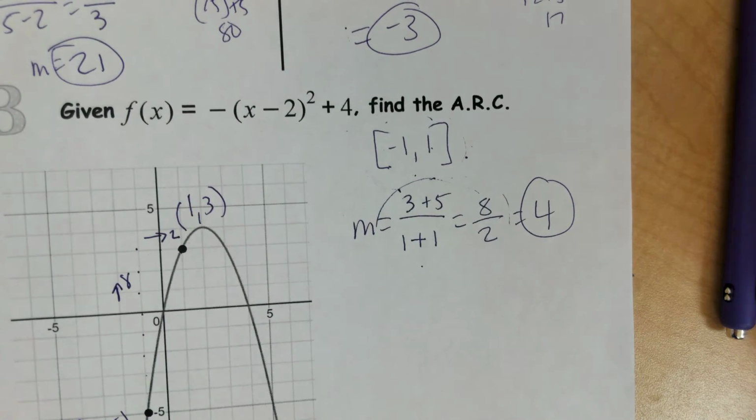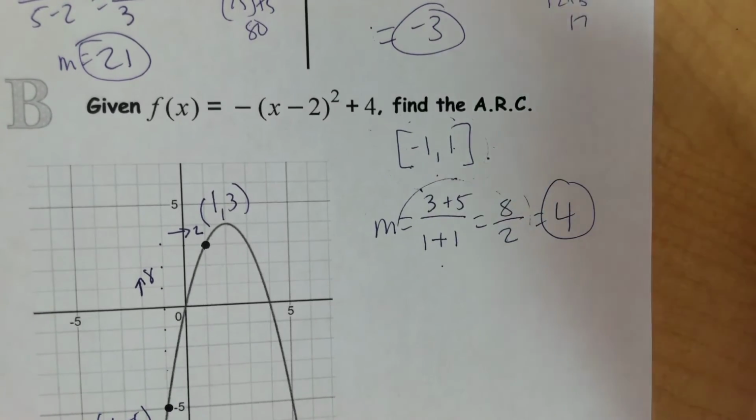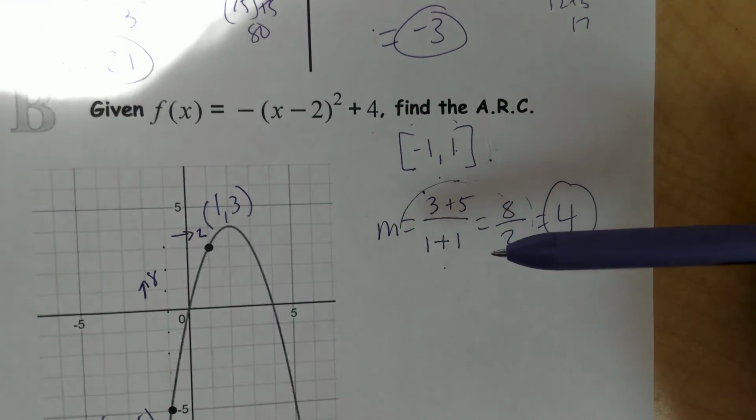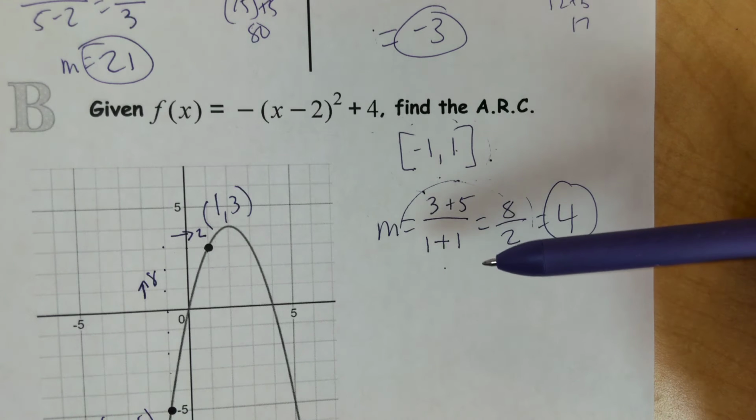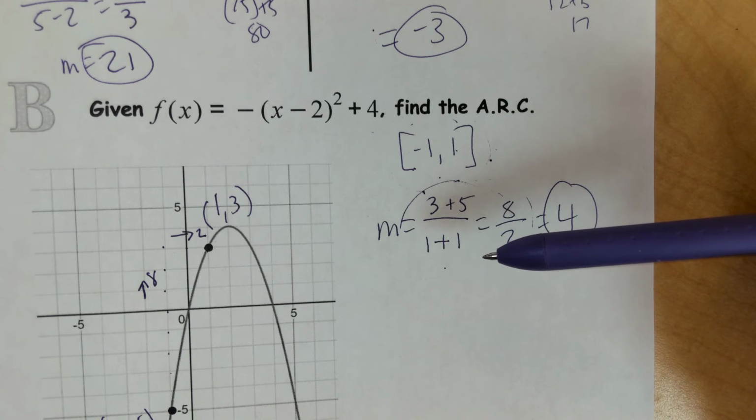I know average rate of change sounds a little bit complicated. It is not nearly as complicated as it seems. You're just looking for the rate of change, using the slope formula with the given interval that they give you. Okay, so it's a very specific domain.